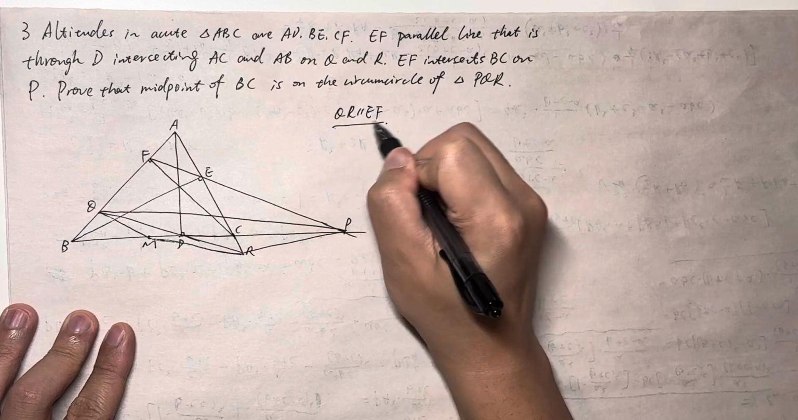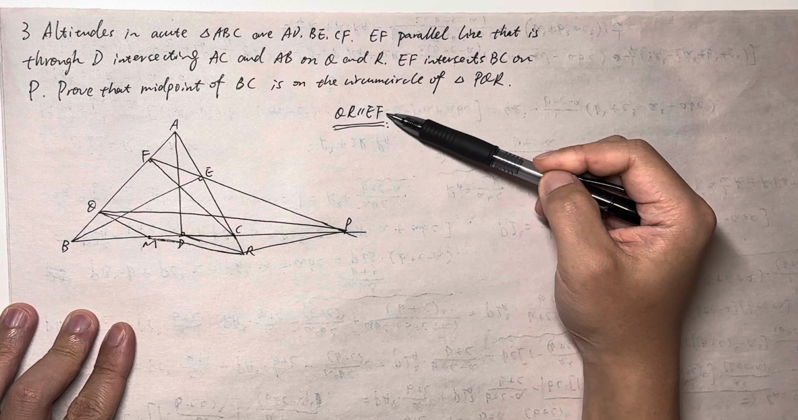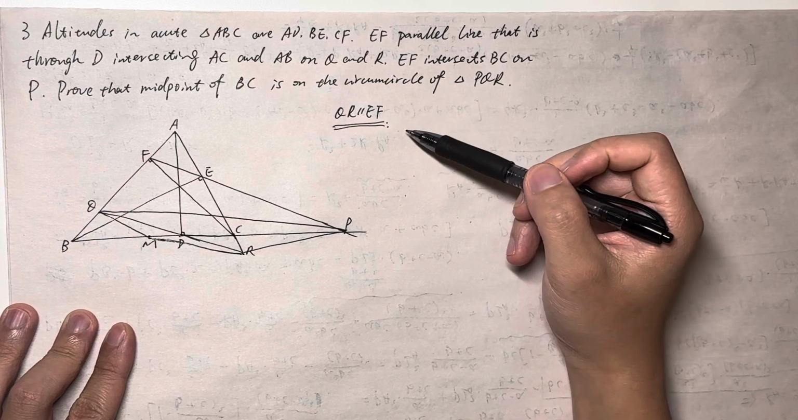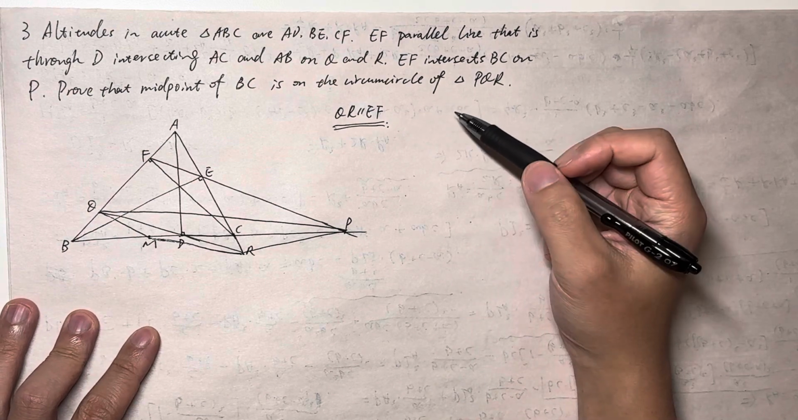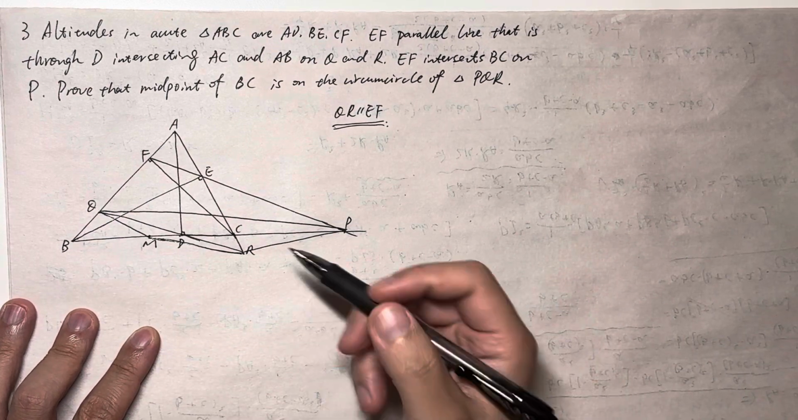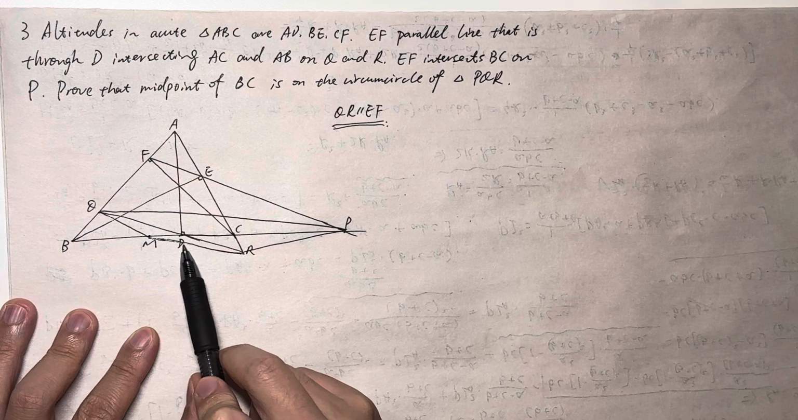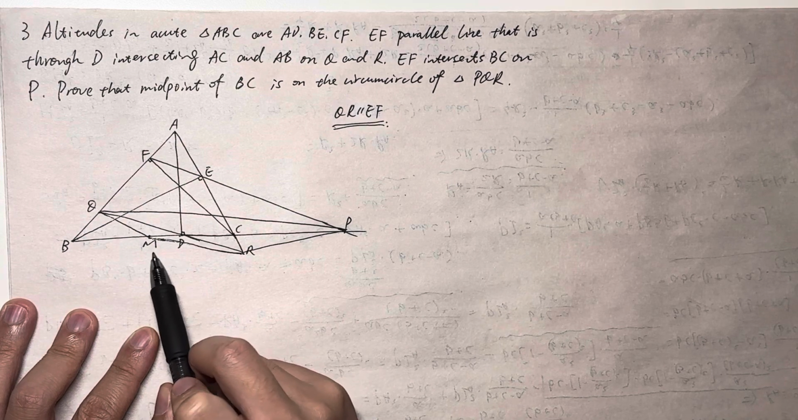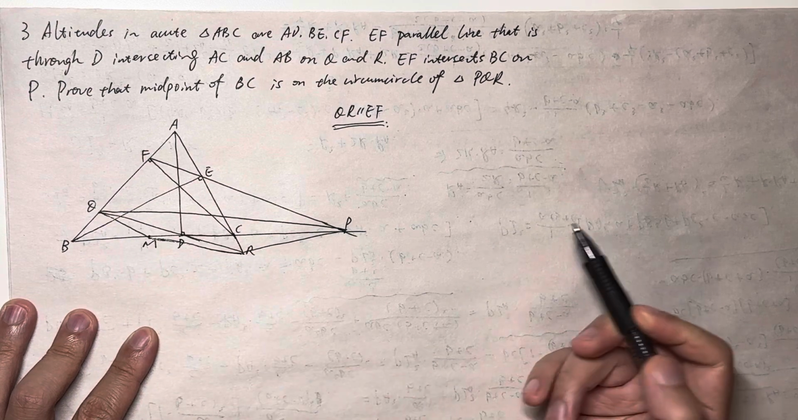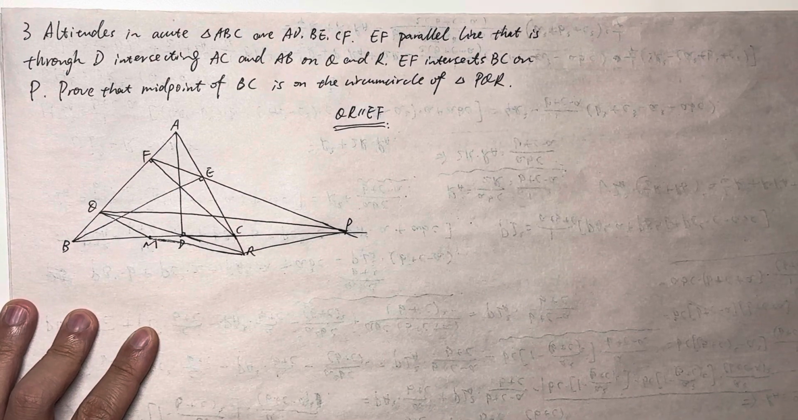Which means the condition that QR is parallel with EF is very critical. That's a key point, the breakthrough of this problem. So what can we do to prove that 4 points are cyclic? We can just prove angles. If we can prove angle MQR equals angle MPR, that means MRPQ are cyclic.